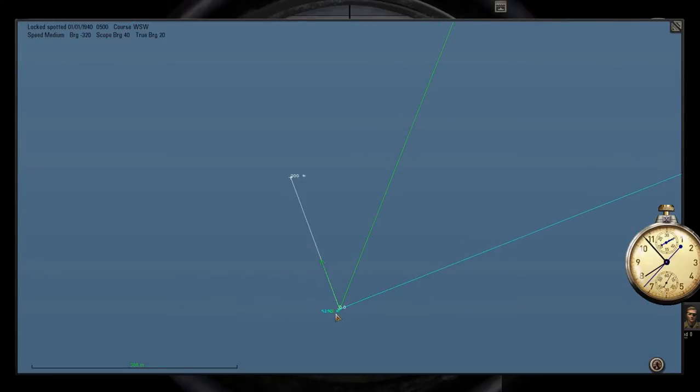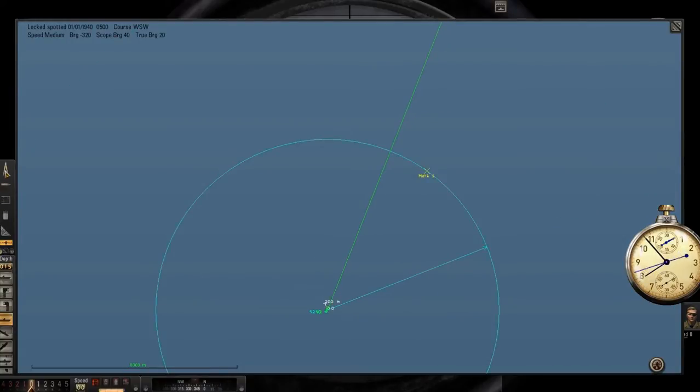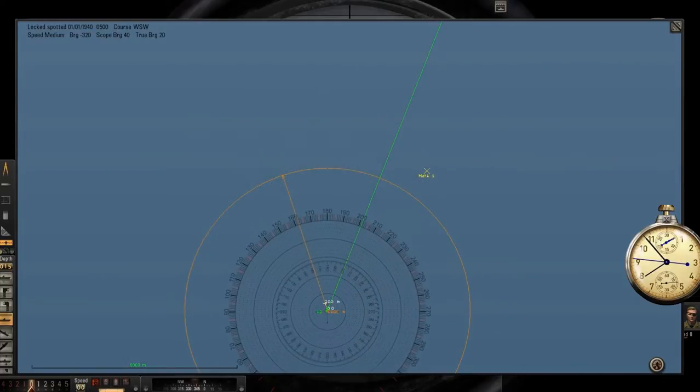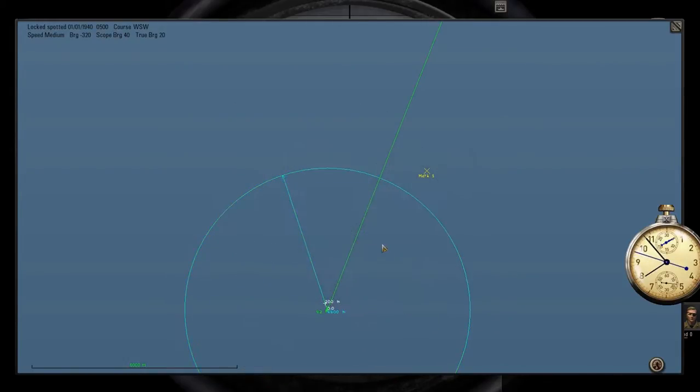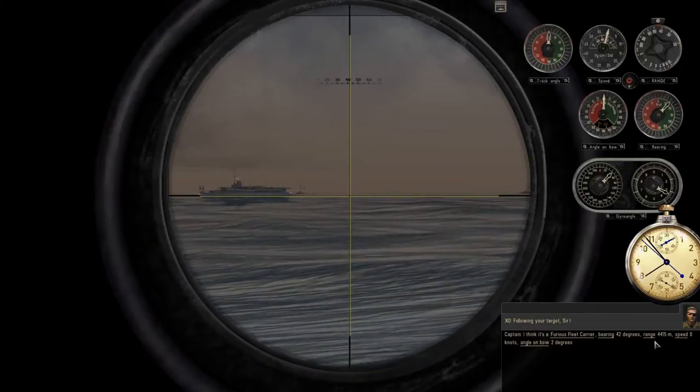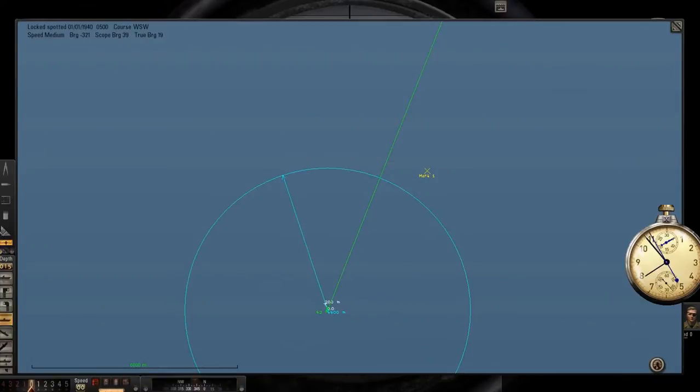I hope it's 42. Let's take this. It's 42 degrees, okay? And now I must draw the range. It's 4,400 meters almost, okay? So I take the compass and I draw 4,000.